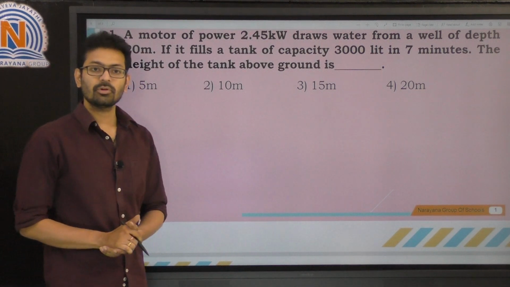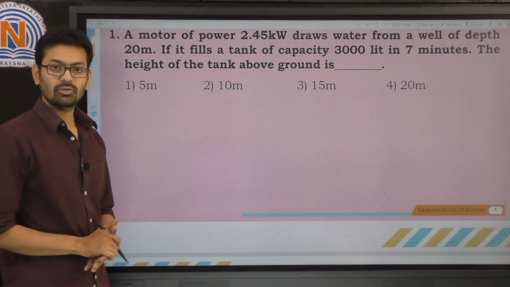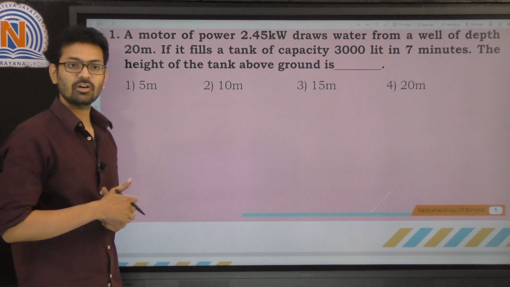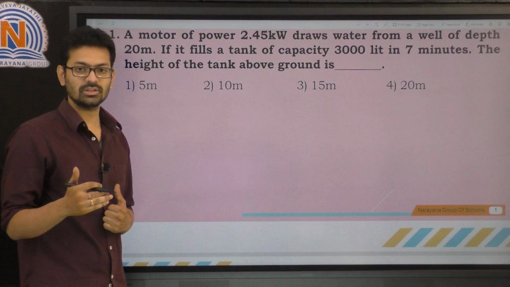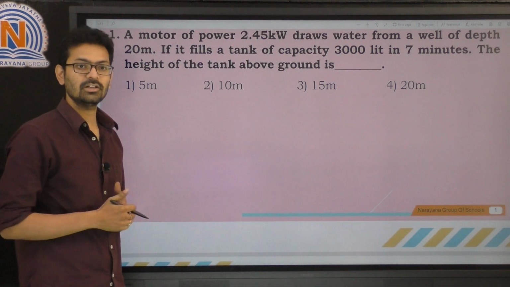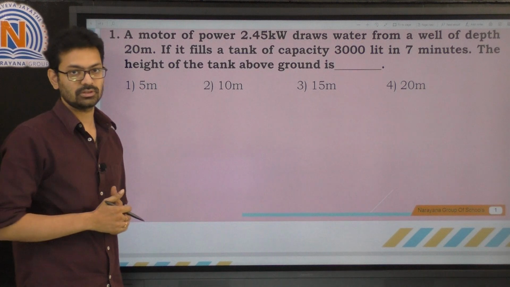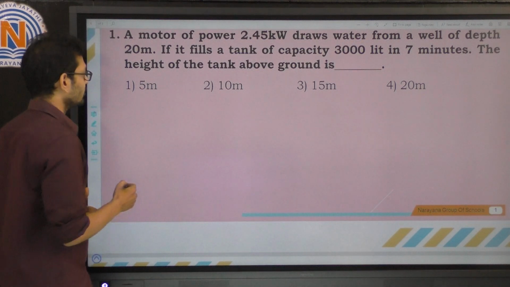A motor of power 2.45 kilowatts draws water from a well of depth 20 meters. If it fills a tank of capacity 3000 liters in 7 minutes, the height of the tank above the ground is. So they want the height of the tank.